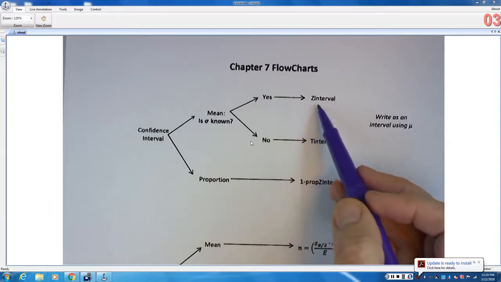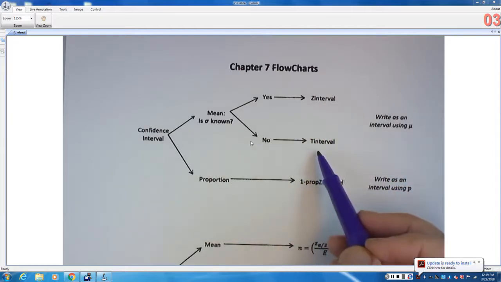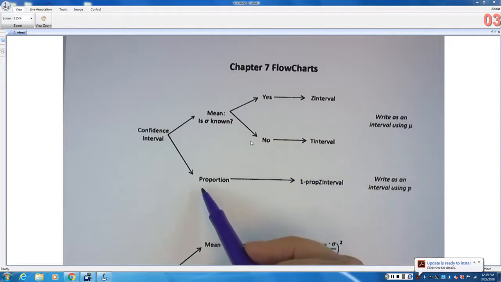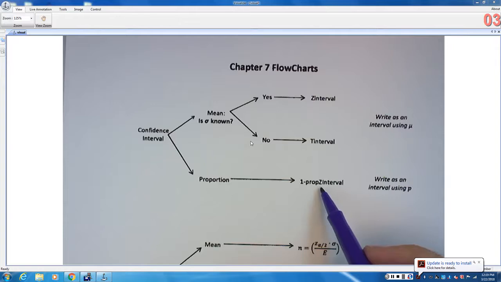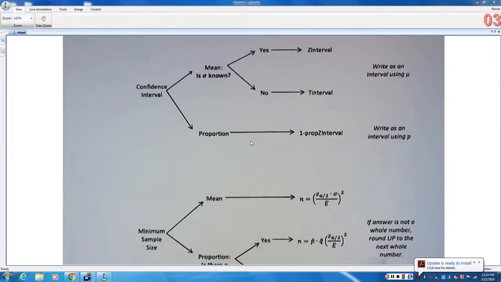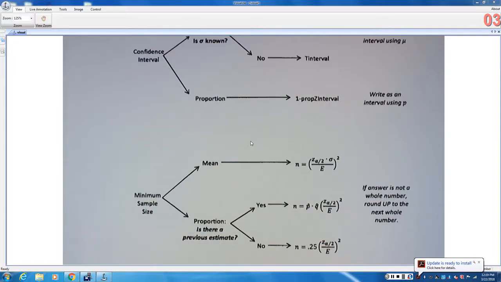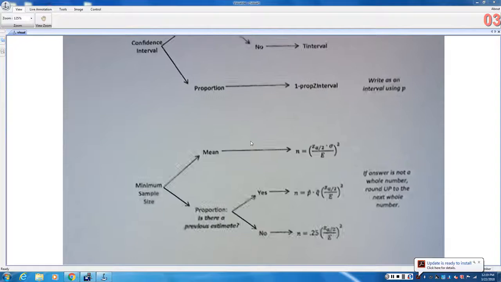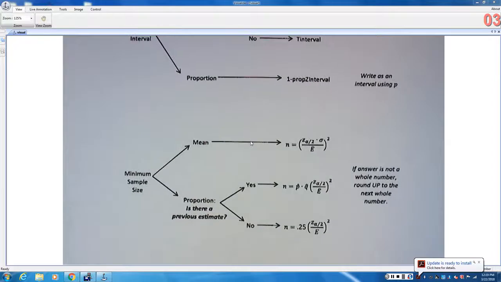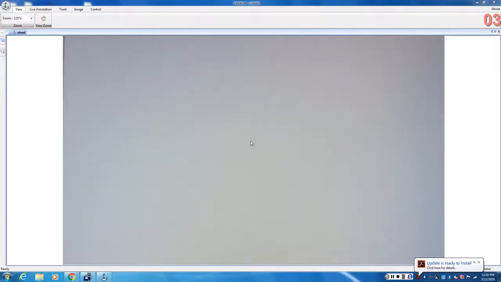Yes, then use Z interval. And no, use T interval. If it's a proportion, you're going to use 1 proportion Z interval in the calculator. And we haven't done this size. We haven't finished this yet. So this might be something handy for you to print out to help you too, this flow chart. My other classes really liked it. That's under the notes in Chapter 7, if you want to print that.